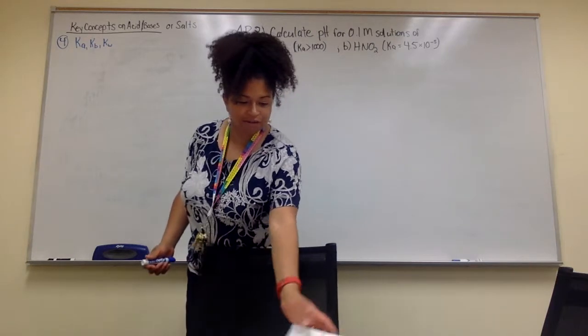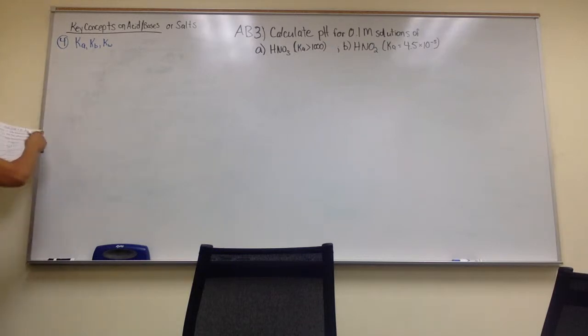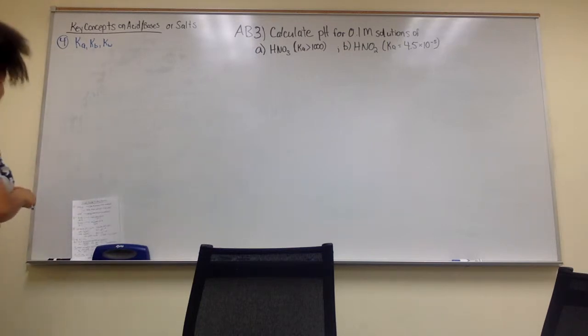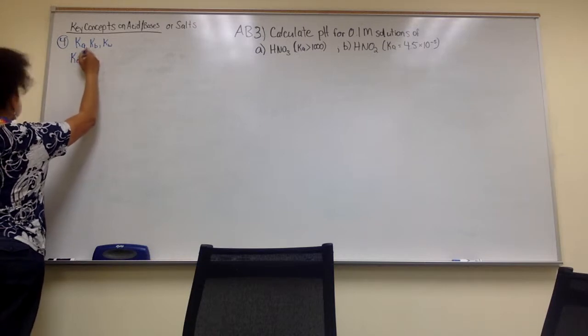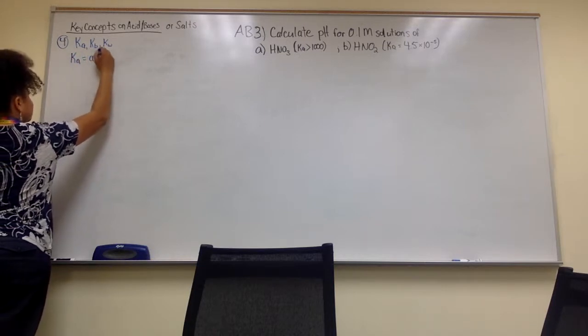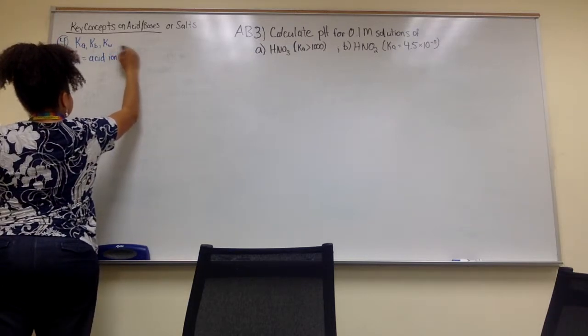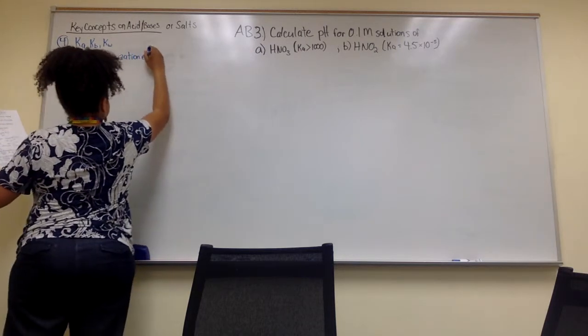So I didn't get to cover the relationship here, but there's Ka, there's Kb, and there's Kw. Each of these are ionization equilibrium constants, and they're related to acids and bases. And they're related to each other. So first of all, let's talk about Ka. Ka is the acid ionization equilibrium constant.